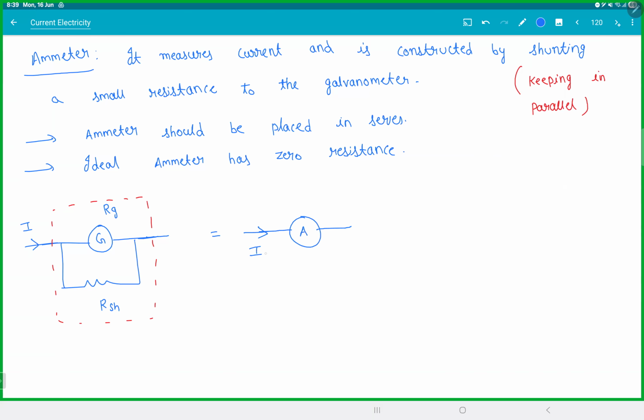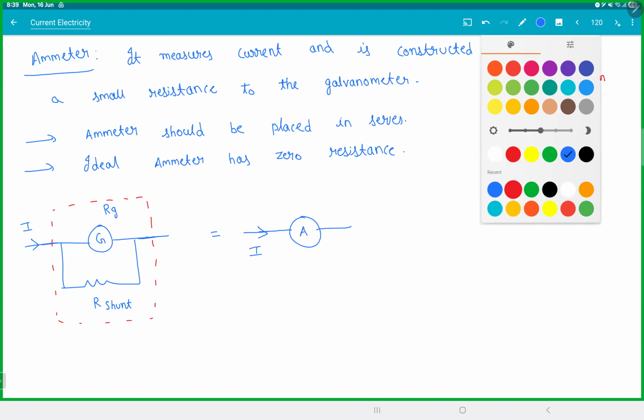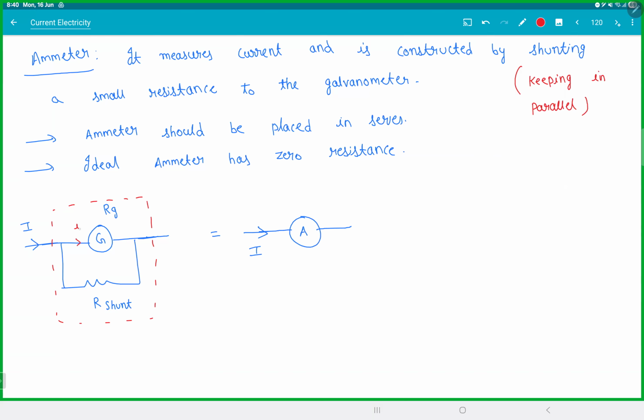That's your ammeter. So an ammeter is nothing but a galvanometer with a resistance in parallel. So this is called a shunt resistance. Shunting means parallel. Just keep that in mind. So what is the story now? When this current comes here, this will be IG. The remaining current will flow through this, I minus IG.